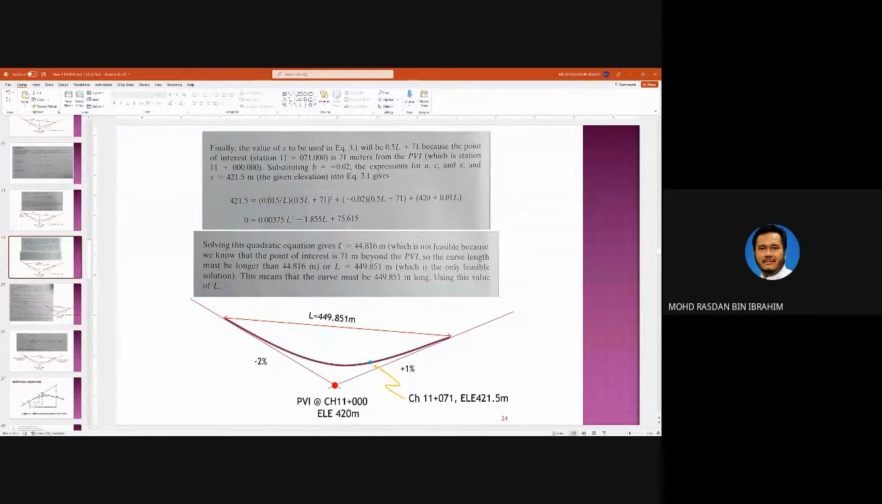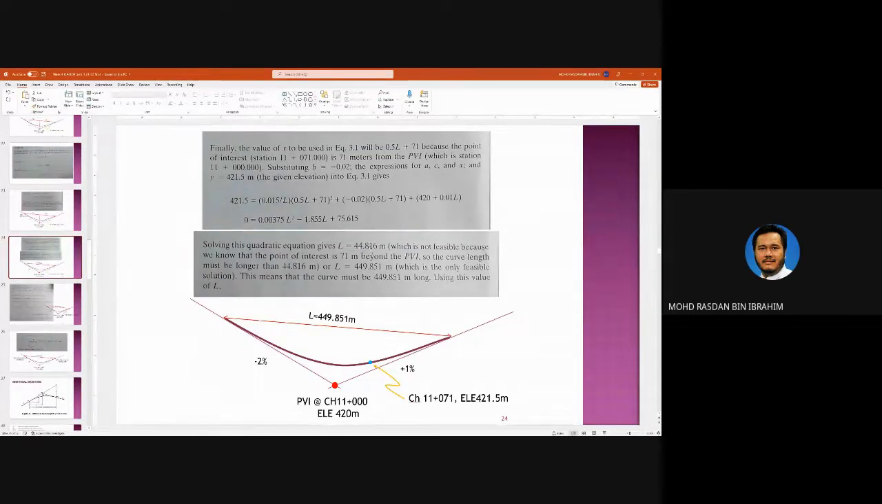Okay, so substituting B equals negative 0.02, the expressions for A, C, and X, and Y equals 421.5 meters, which is given here. So you substitute everything. This is the Y that is given of the existing road, and you substitute all the terms that involve L here. So you solve for the value of L.